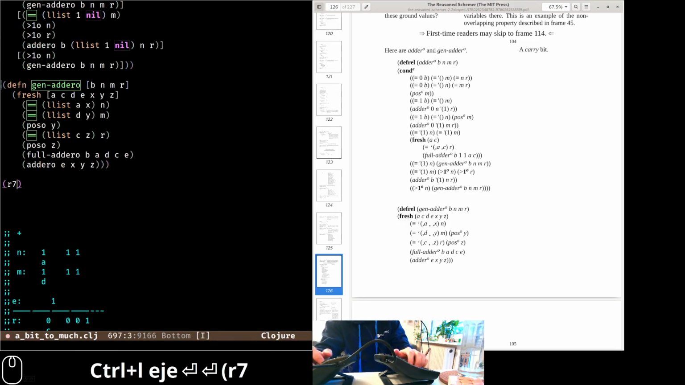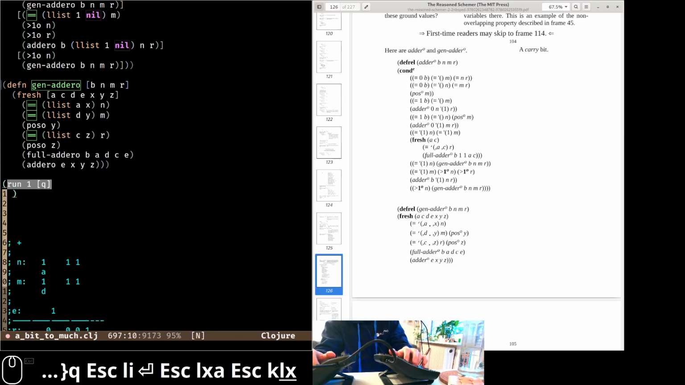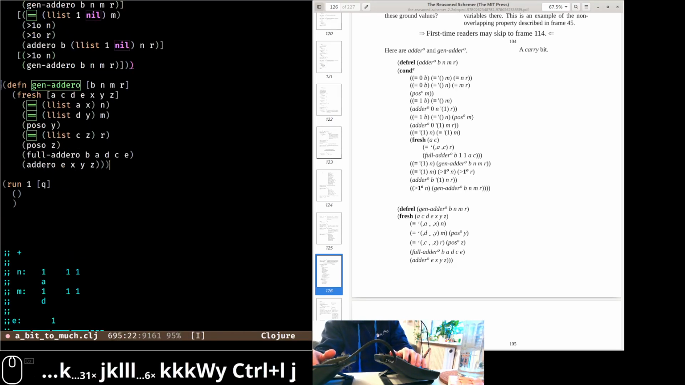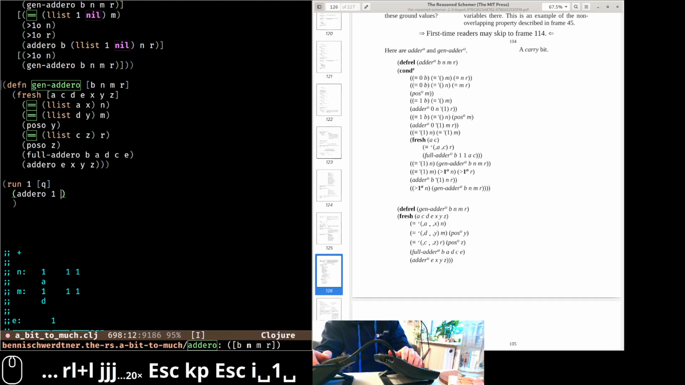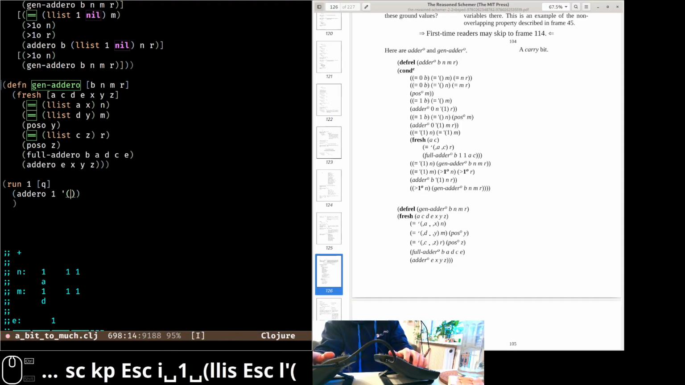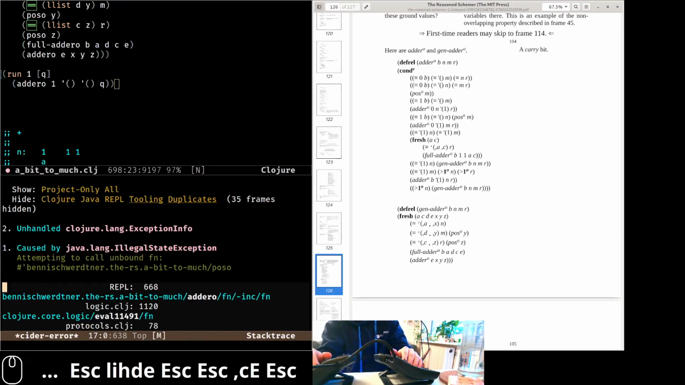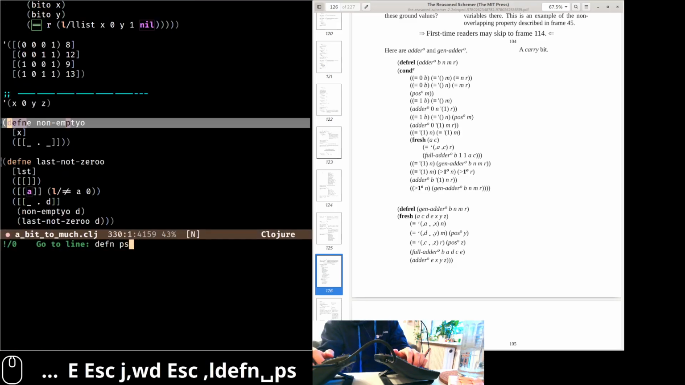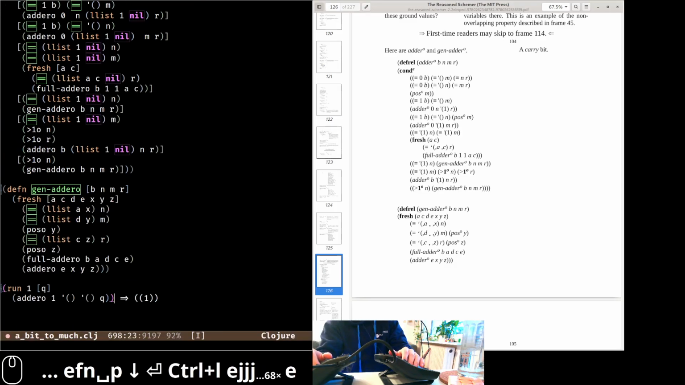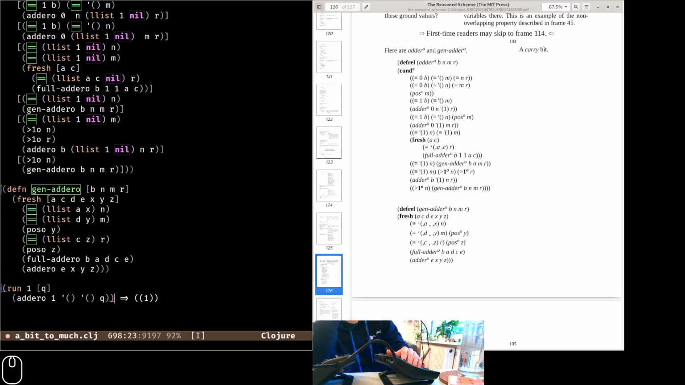So if I say run, and then enter 1, and then the antilus and the antilus, it should be 1, right? But it's illegal. Something is illegal. Oh, poso is still not defined. Oh yeah, it is 1. Okay, this is 1. Good. It's correct.